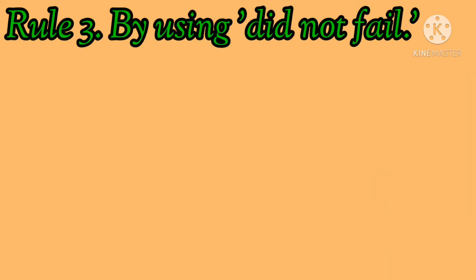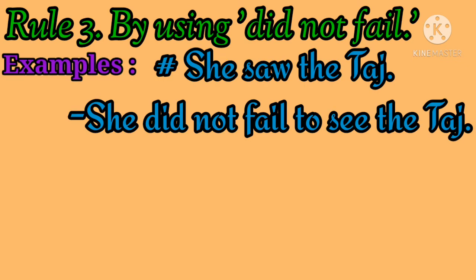Rule number 3, by using did not fail. Look at examples. She saw the Taj. Now in the sentence we have to use did not fail. So subject is she. So after subject we have to put here did not fail. After that the verb is saw. So after did not fail we have to put here verb first form see. And after that remaining sentence the Taj. So it becomes she did not fail to see the Taj.